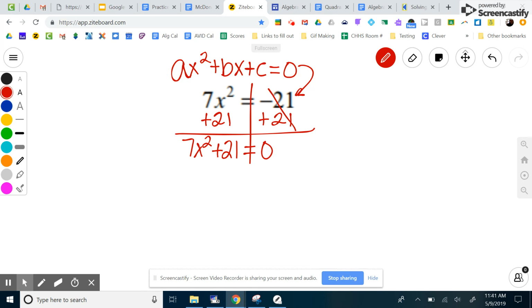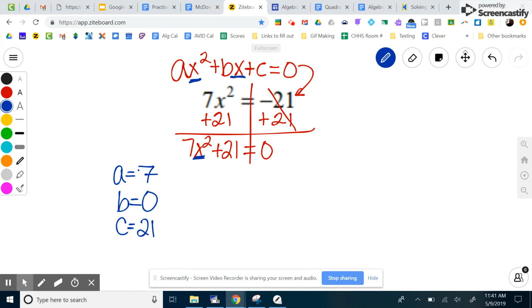Okay, so now I need to find a, b, and c. So a, we know, is always next to the x squared term. So a this time is 7. Okay, b is always next to the x term. Oh no, if you look at this, I don't have an x. So that means that b is 0. And then c is the constant by itself, which is 21. So I've got a, b, and c. I'm ready to go ahead and plug it into the quadratic formula.